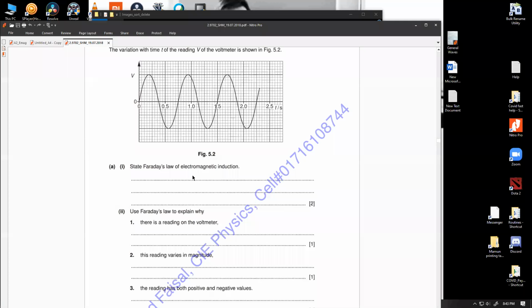So number 2, they say use Faraday's law to explain why there is a reading on the voltmeter. You'll explain this. The reading varies in magnitude. The reading has both positive and negative values.